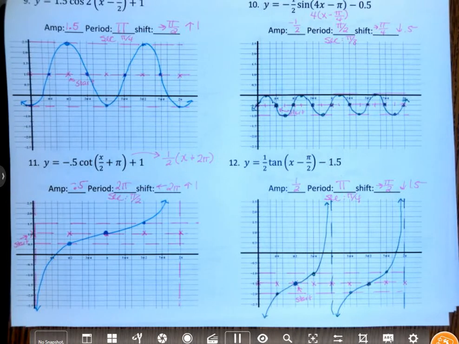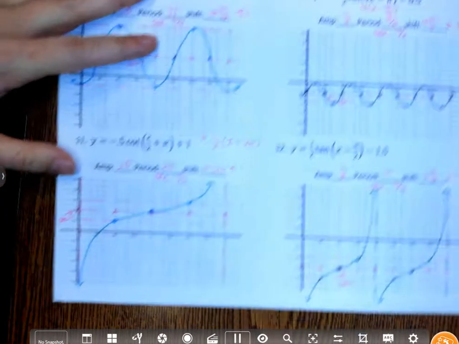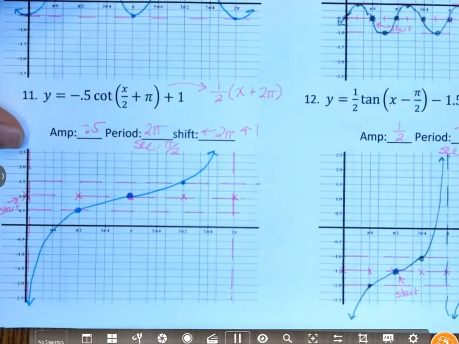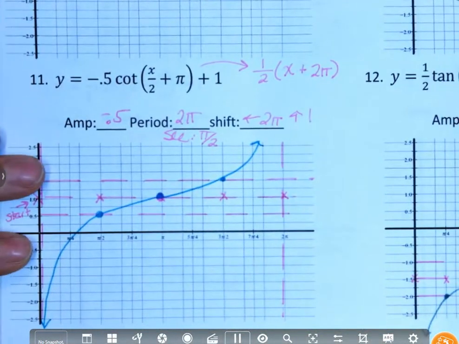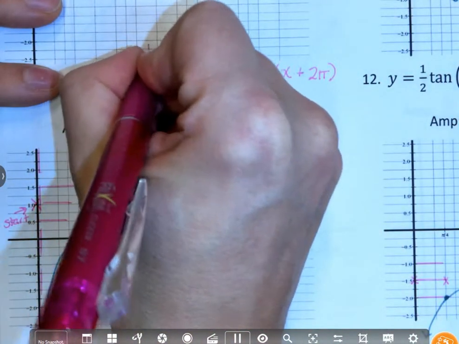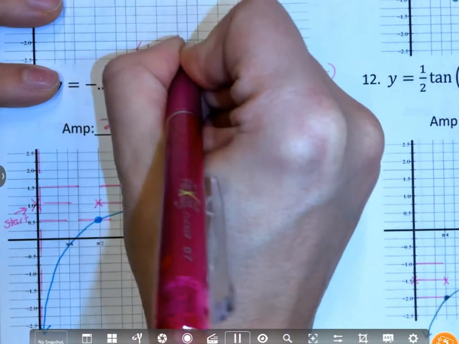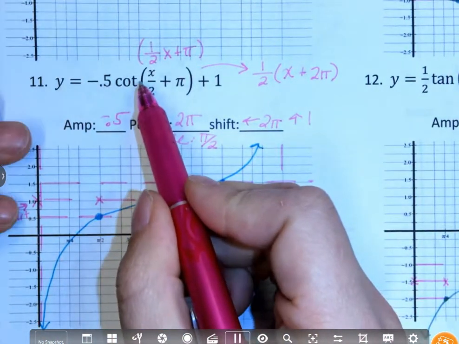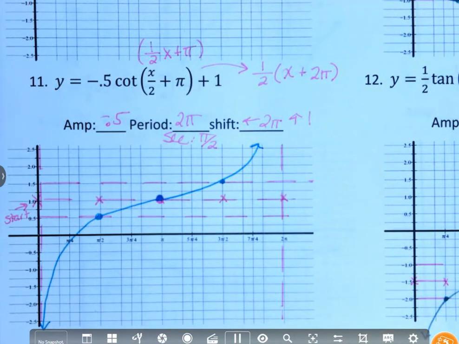Hayden, that is a confuzzled look. Which one are you looking at? I have no idea. Which one are you looking at? 11. Okay. So if we're looking at 11, B is not 2. If I wanted to rewrite this as a multiplication type problem, this would be saying 1/2 times x plus pi. So the B is 1/2. Okay?